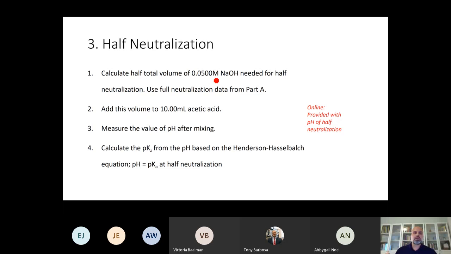So in this part, we take exactly half the volume of sodium hydroxide that was needed in order to neutralize the acetic acid. We're going to add this volume to 10 milliliters of acetic acid, and then you're going to measure the pH after mixing, right? And then from that, you calculate the pKa, because just like we did in the last example, we know the pH is equal to pKa, so we can calculate our Ka just like we did before, where our Ka is just equal to 10 to the minus pH at this halfway point. So it's pretty straightforward.